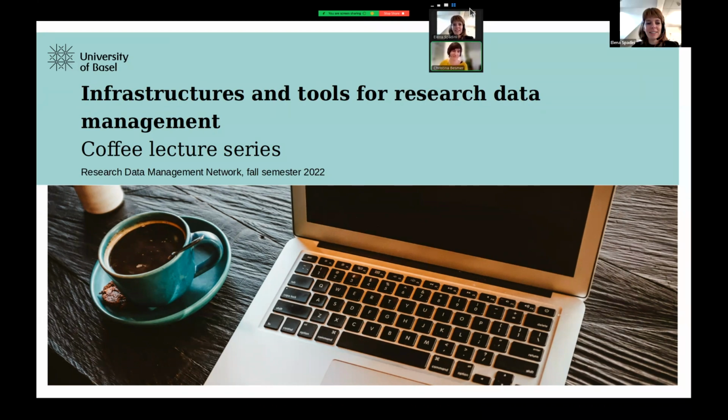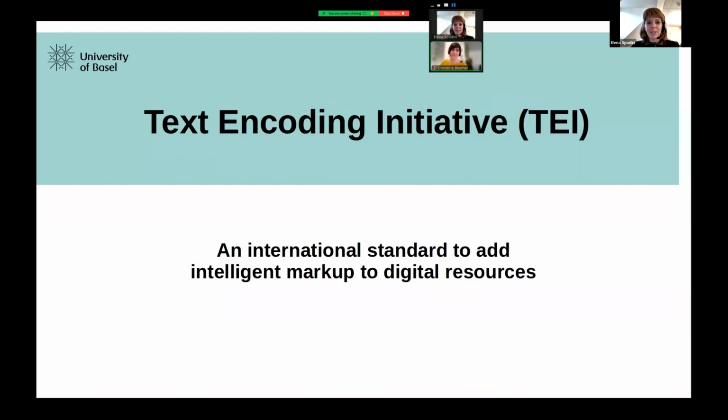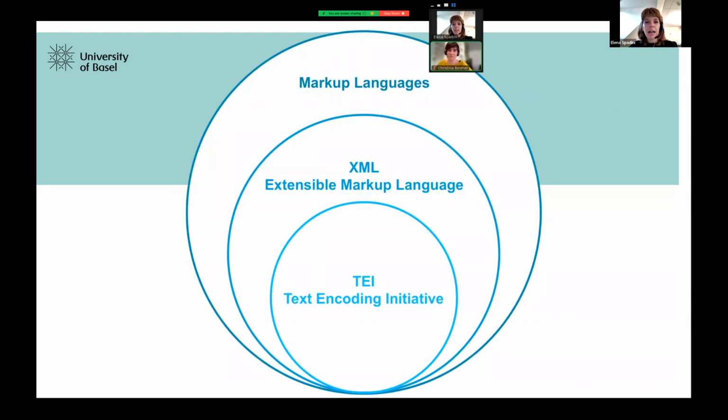Thank you, Christina. So today I will be talking about the Text Encoding Initiative, or TEI, an international standard to add intelligent markup to digital resources. TEI is a set of tags to encode digital resources. And the TEI is expressed using the XML grammar, which is a markup language. So this is just to give you some context.